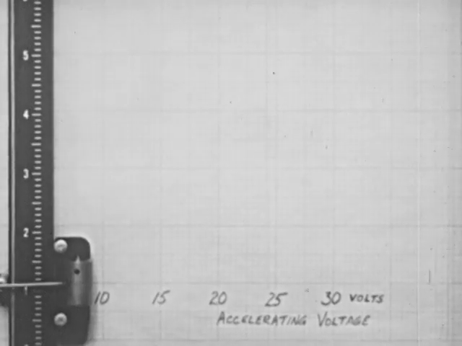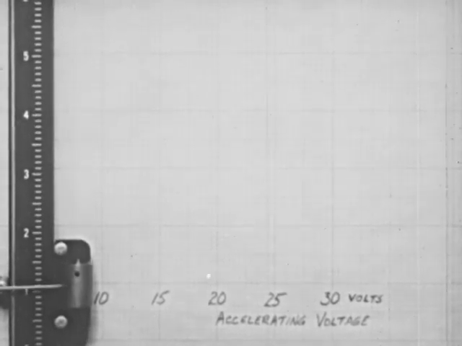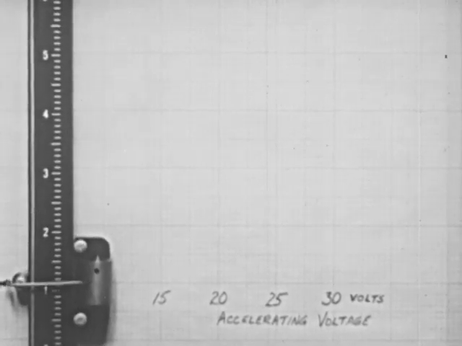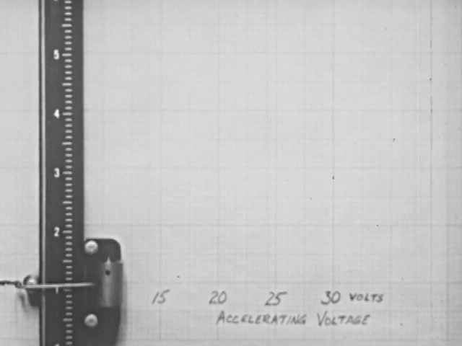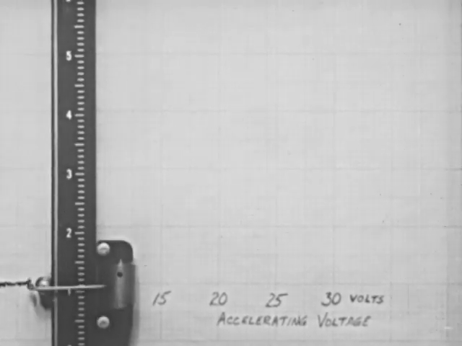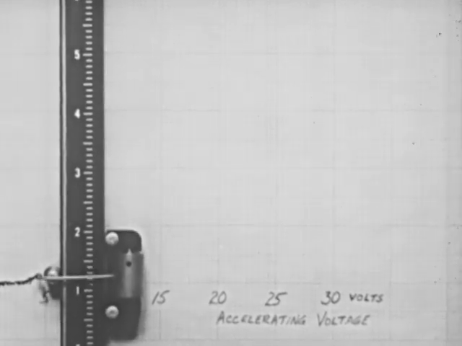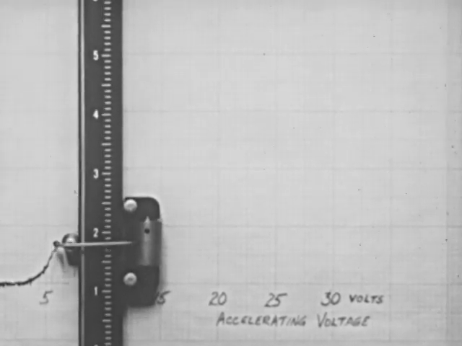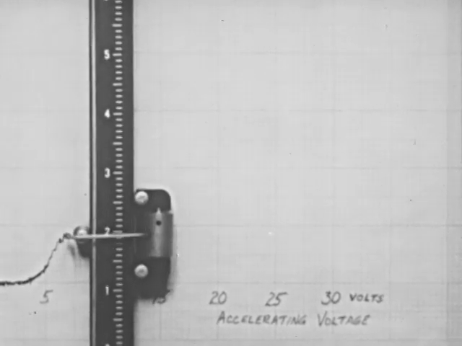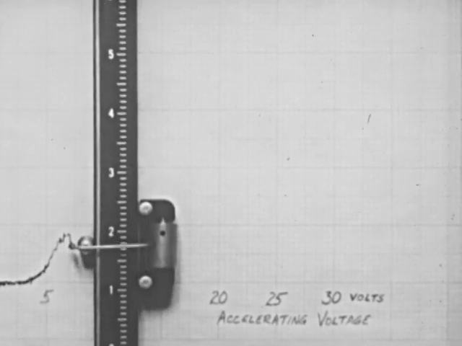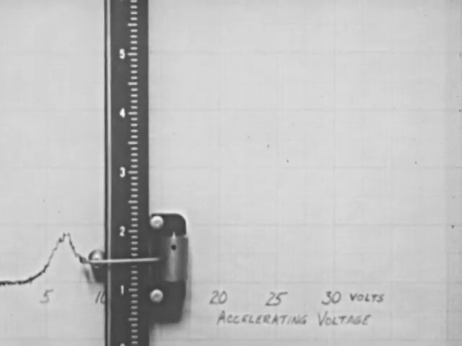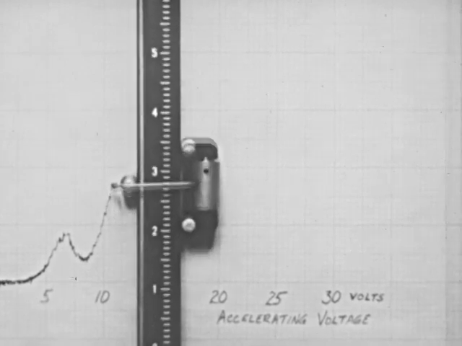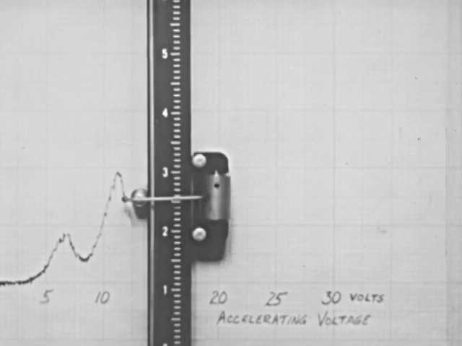I will increase the accelerating voltage, and you remember that initially we have no current flow, so you can get an idea of the noise of the system here at the beginning. As I further increase accelerating voltage, the current begins to rise. There now starts the first dip. Once more the current begins to rise. Another decrease, a big one this time.